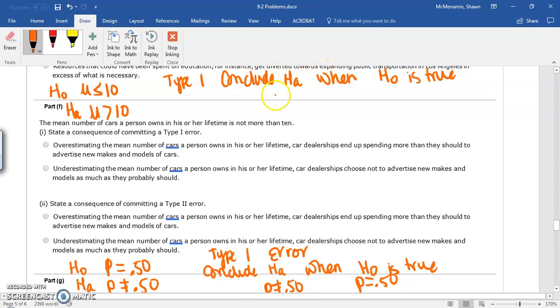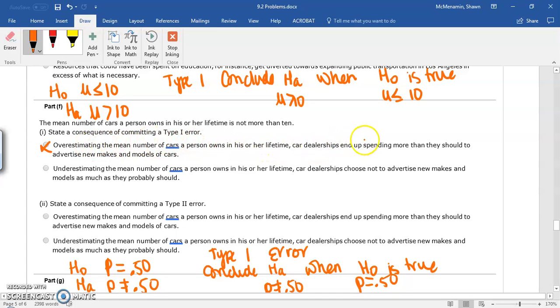So concluding HA, you're concluding that the mean is greater than 10 when in fact the mean is less than or equal to 10. And you can see the language that they use here. Well, this is a consequence of concluding that it's more than 10. If you're concluding that it's more than 10, in reality it's less than or equal to 10, you're actually overestimating. You're overestimating the mean number of cars a person owns in his or her lifetime.